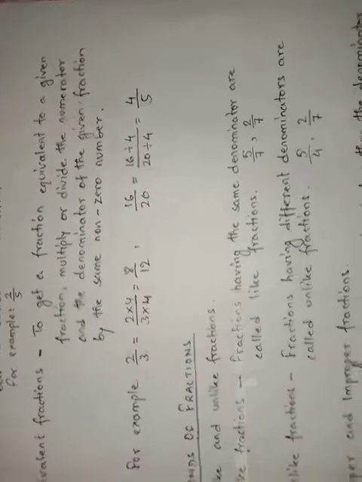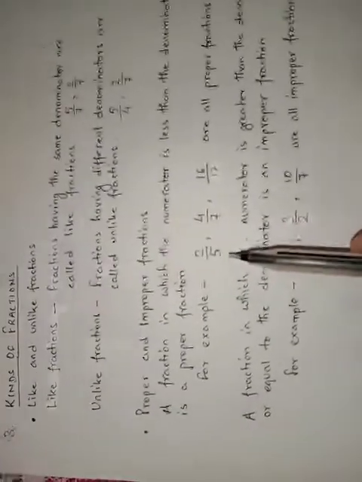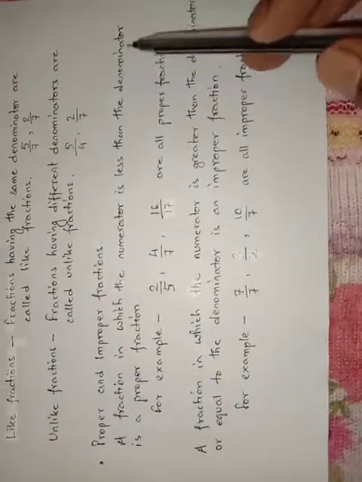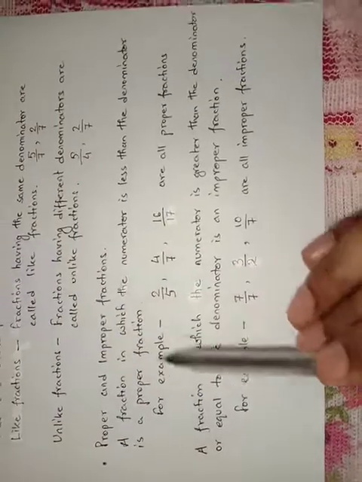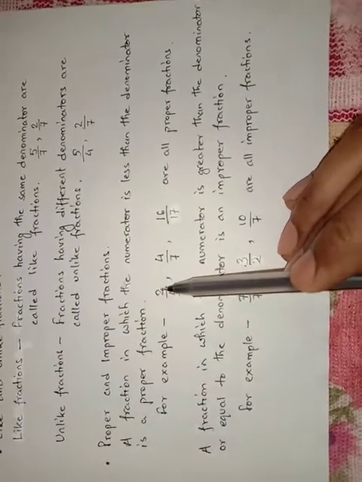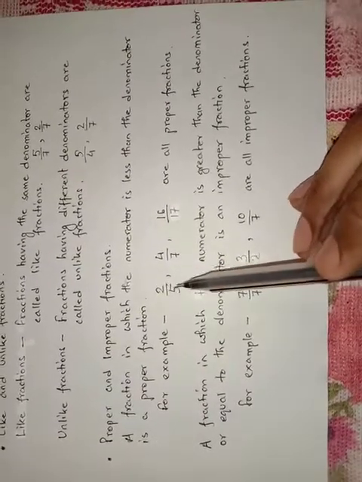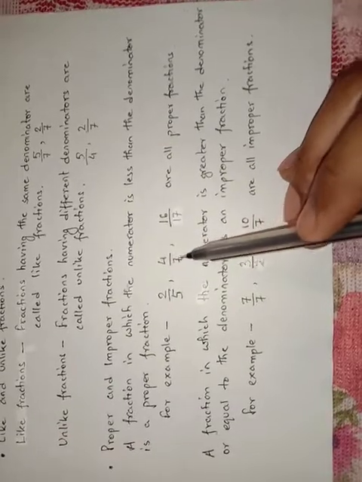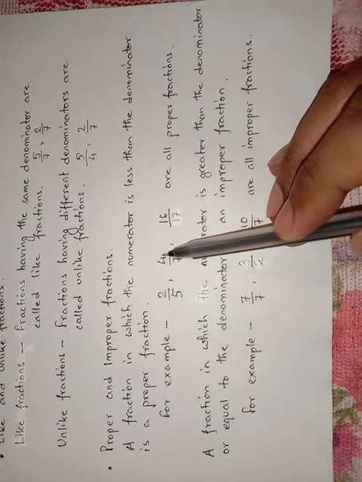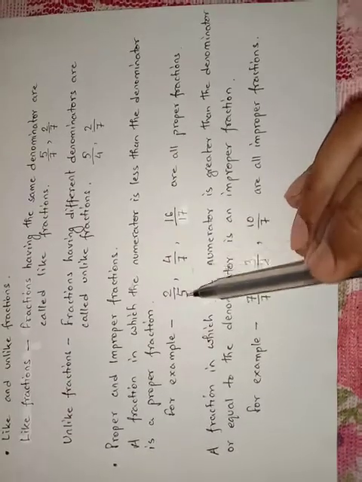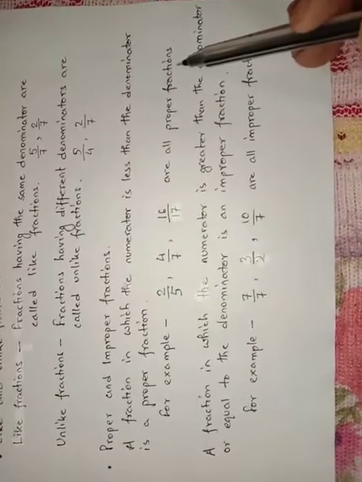Now, proper and improper fractions. A fraction in which the numerator is less than the denominator is a proper fraction. For example, here we have 2 by 5. Here 2 is the numerator, which is less than 5. The next example, here we have 4 by 7. This 4 is the numerator here, which is less than the denominator 7. So these types of fractions are called proper fractions.